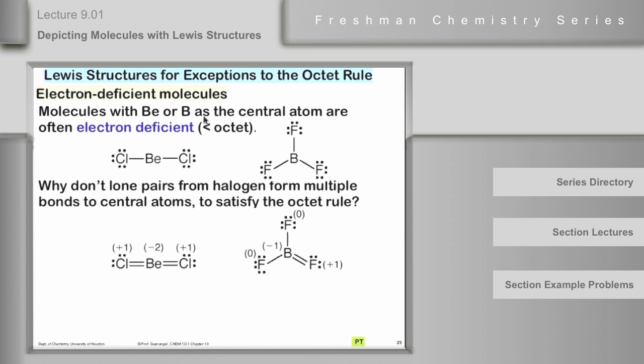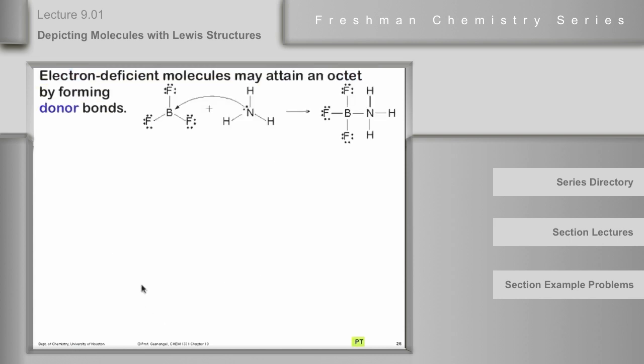So we call these kinds of molecules electron deficient molecules. The beryllium is electron deficient because it has only 4 electrons, and the boron has 6 electrons. And that happens typically when the central atom starts off with only 2 or 3 electrons. Okay? So, unfavorable formal charges make these much less important.